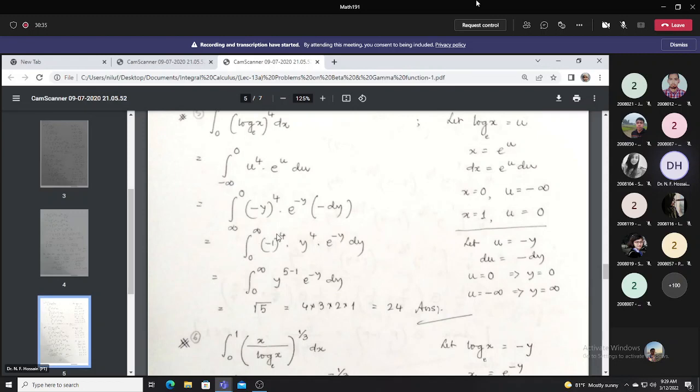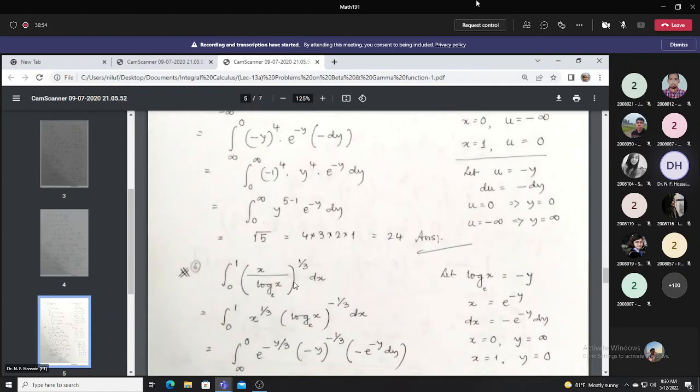And minus 1 whole to the power 4 is 1. We just separate it, minus 1 whole to the power 4 into y to the power 4, and this is nothing but 1. So now it becomes 0 to infinity, y to the power 4, e to the power minus y. Then this 4 can be written as 5 minus 1. So now you can easily use the definition of gamma function.